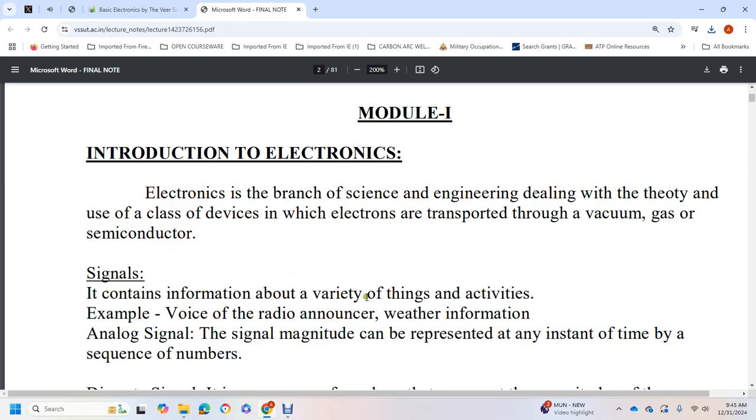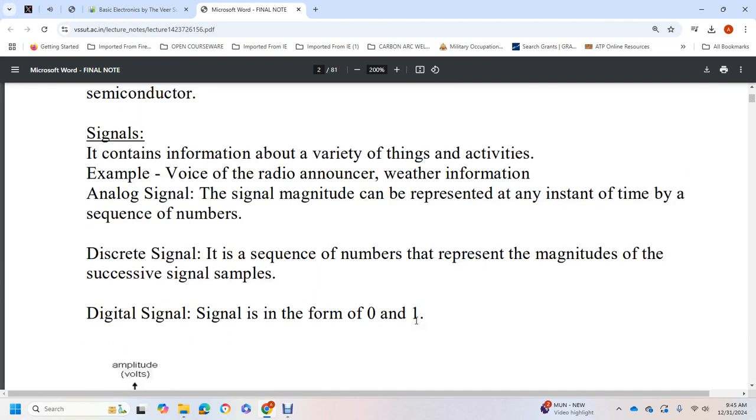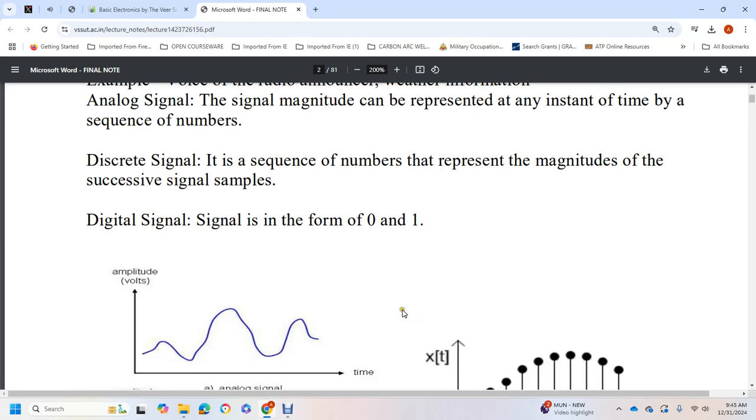Signals. A signal contains information about a variety of things and activity. Examples are voice, radio announcer, weather information, analog signal. Signal magnitude can be represented at any instant of time by a sequence of numbers. A discrete signal is a sequence of numbers that represents magnitudes of successive signal samples. A digital signal is in the form of zeros and ones.